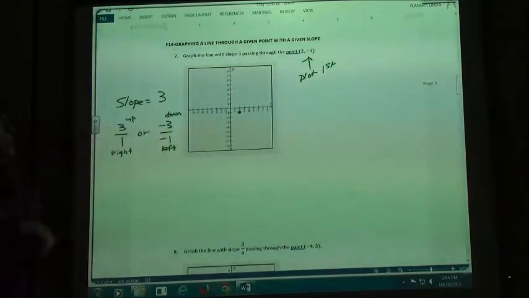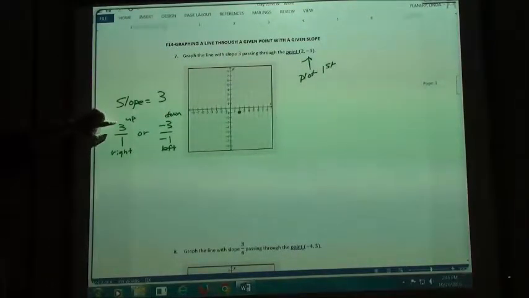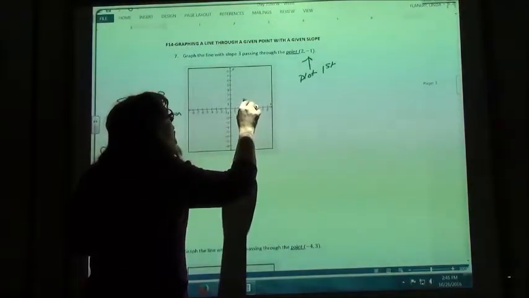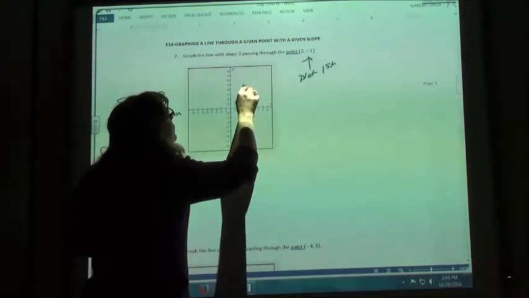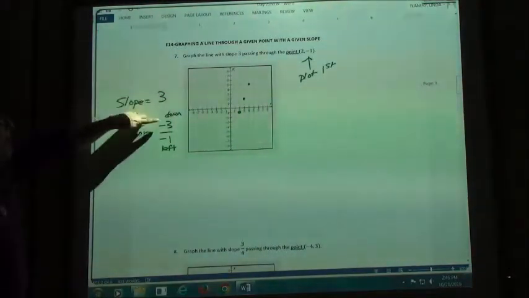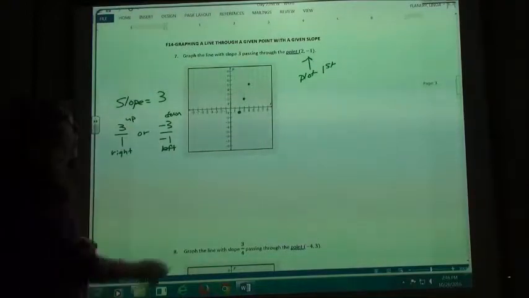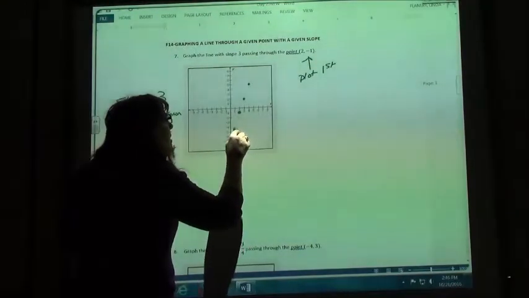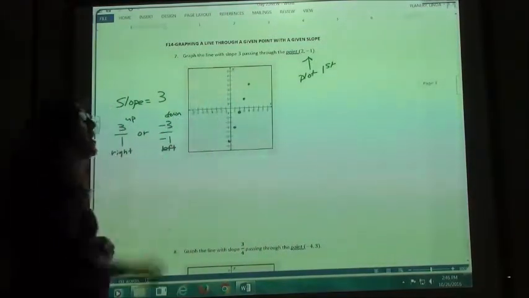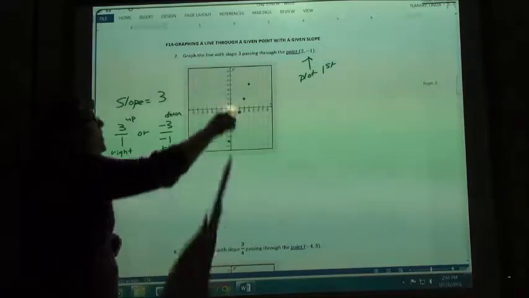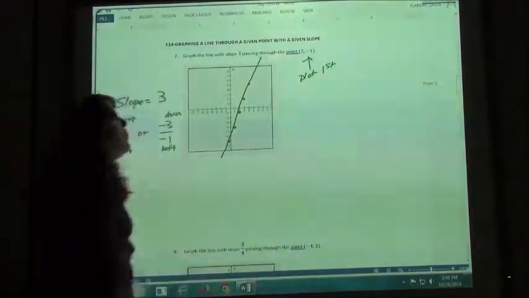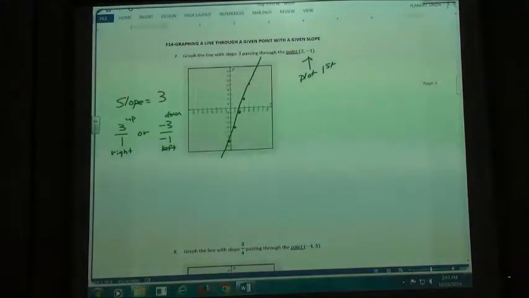So from the point that you have marked, you can either go up 3 and to the right 1. Up 1, 2, 3 and to the right 1. I could keep going up 1, 2, 3 and to the right 1 and so forth. Or I could have gone down 1, 2, 3 and to the left 1. Notice all of those dots still line up. My slope is positive, so as I go from left to right, I should be going uphill, which I am, and there's my line.